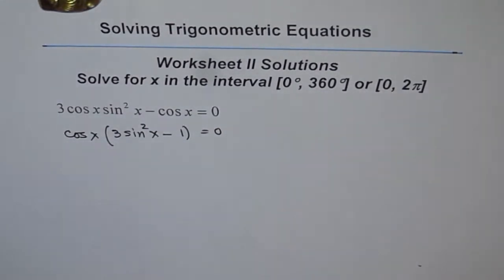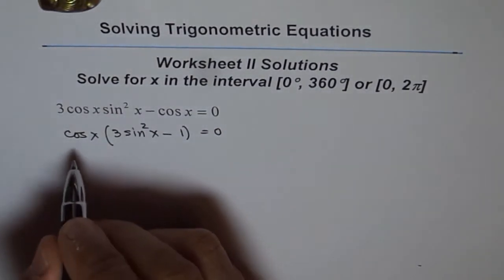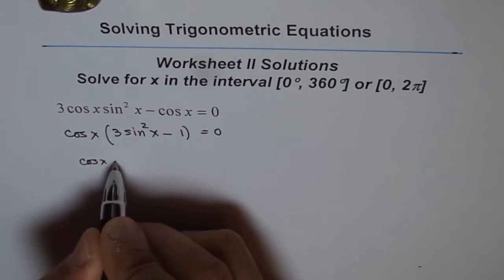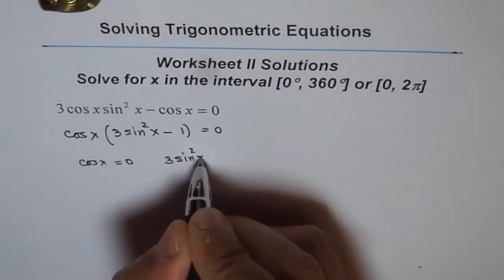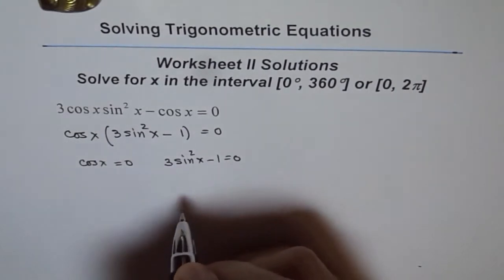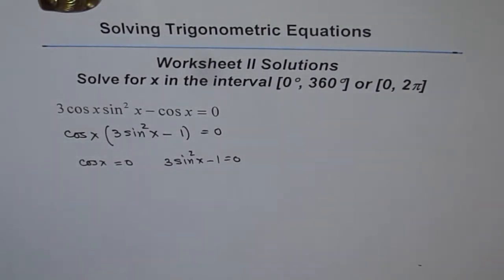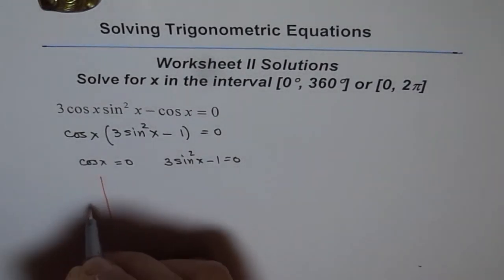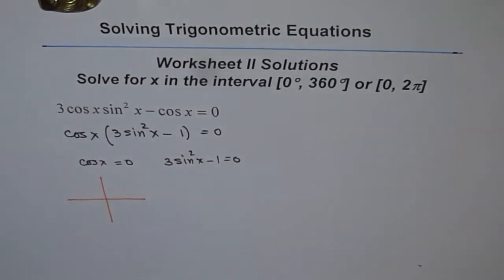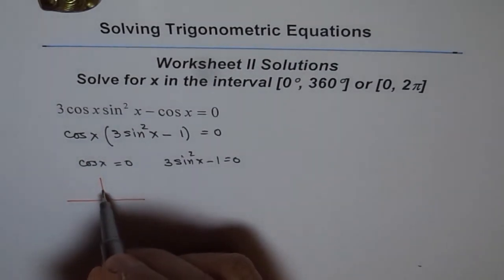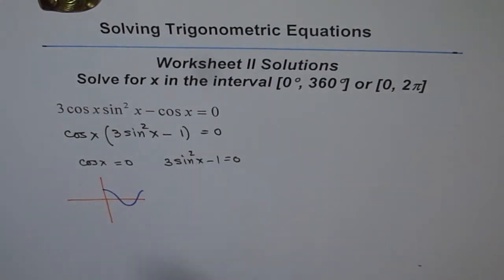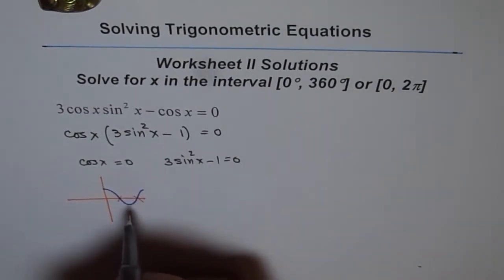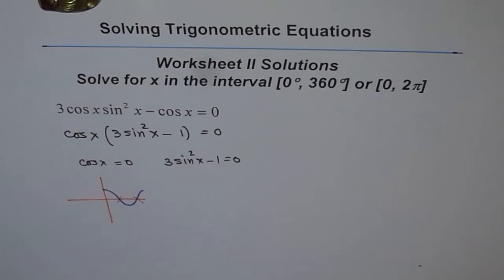So that is a better result. Now we have two cases here. Either cos x equals 0 or 3 sin squared x minus 1 equals 0, correct? For cos x equals 0, you know the solutions. If you draw your cosine graph, you know the cosine graph looks like this, and cos x is 0 at 2 points. So these are the possible solutions for cos x equals 0.